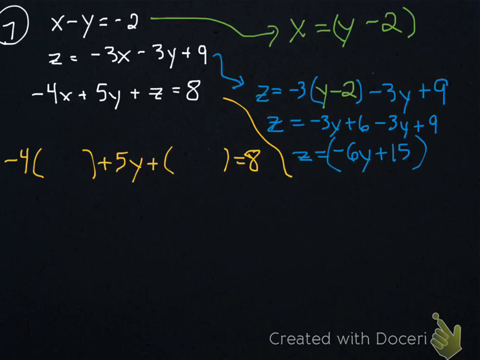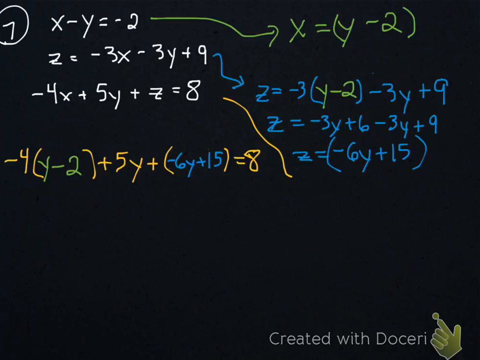So x is y minus 2. Make sure you plug in the expressions in the correct spot. Plug it in for the appropriate variable. Z is negative 6y plus 15. Do we have them plugged in correctly? Yes, we do. It's always best to double check.